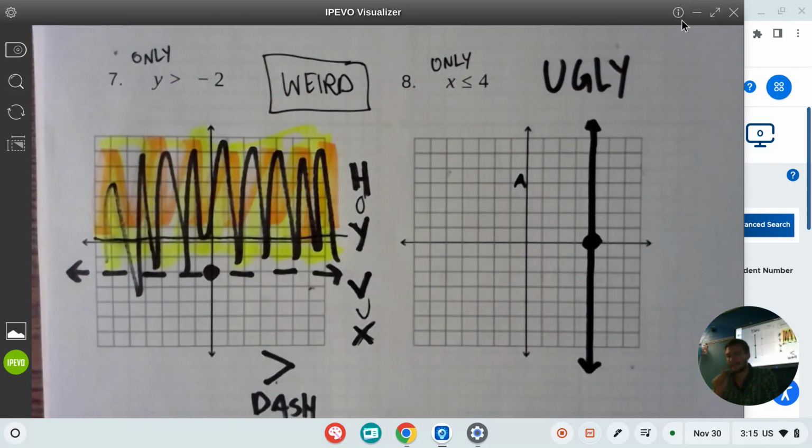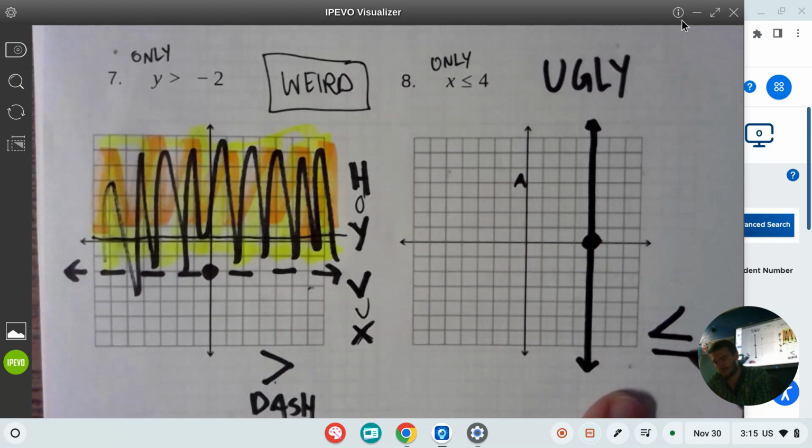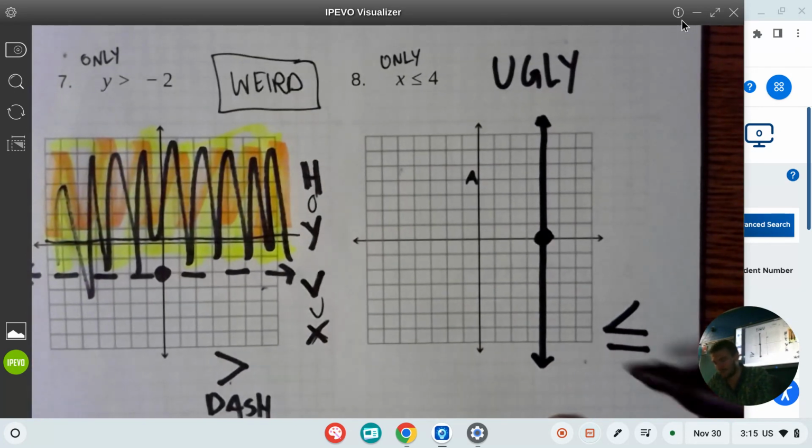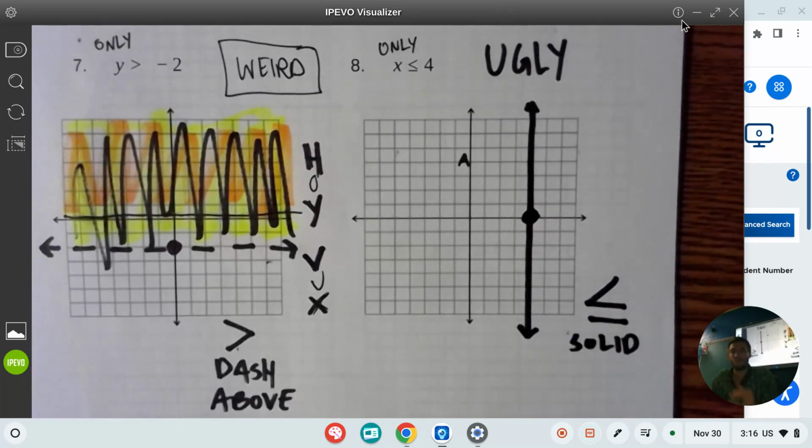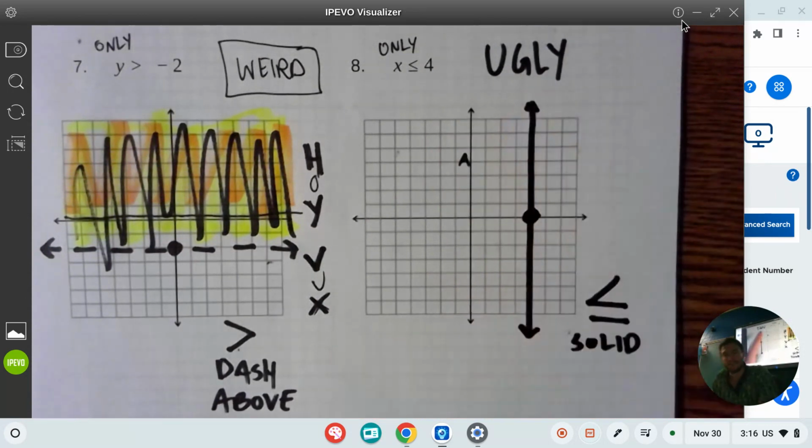But I forgot to check. Should I be solid or dashed? Whew, got lucky. Okay? You got to take your time. Make sure you check the sign. Now, this is the weirdest one. And I said this is the ugliest one.